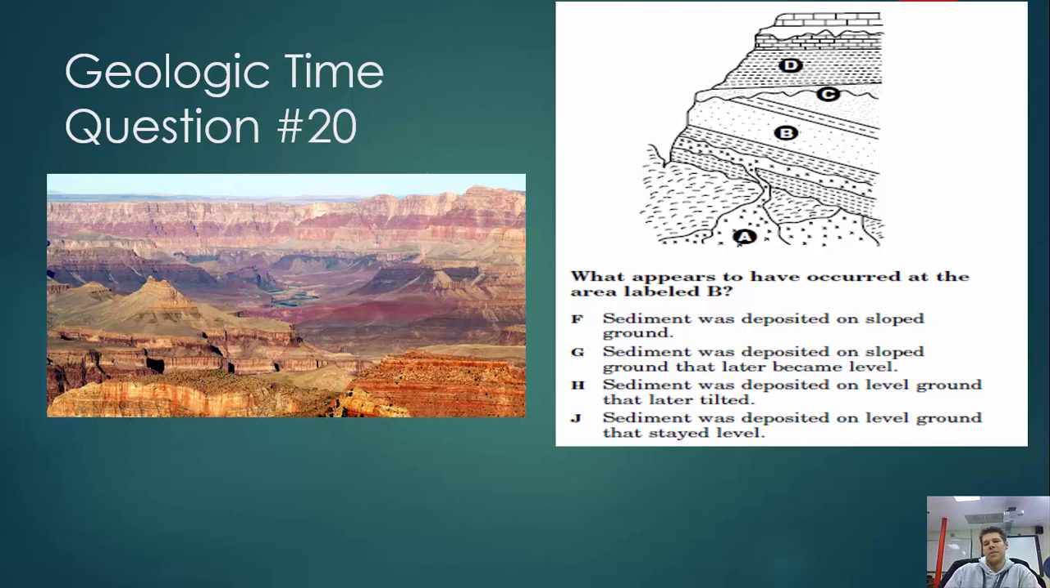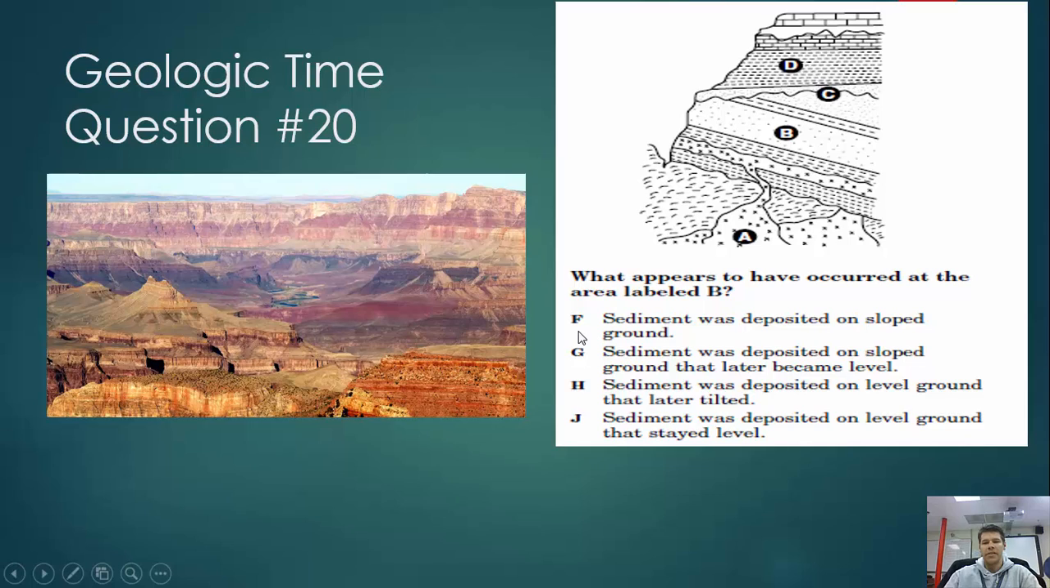So what appears to have occurred at the area labeled B? If you look here, this is a bunch of different rock layers, and you can see level B is no longer level. It is a little bit tilted. And if you just look at this picture for a second over here of the Grand Canyon, which was carved out by the Colorado River, you can notice that rock layers, they're all the same color, they look very similar, but all of them in this picture are basically flat.